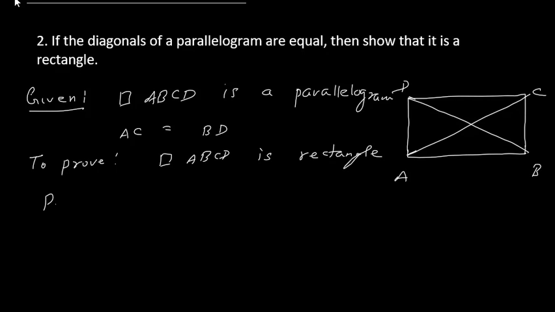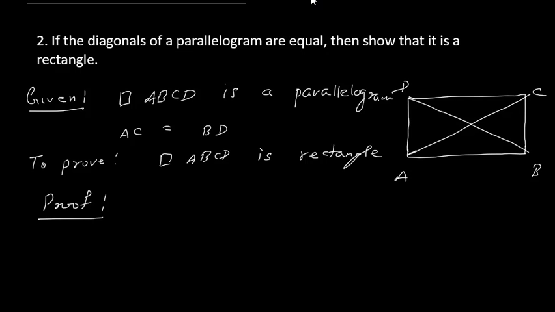Now in proof, we have to show that this ABCD is a rectangle. So how do we proceed? Now see, if I take triangle DAB and triangle CBA, then in these two triangles, side AD equals BC, side AB is common, and AC and BD are equal, it is already given. So I can prove that they are congruent triangles.